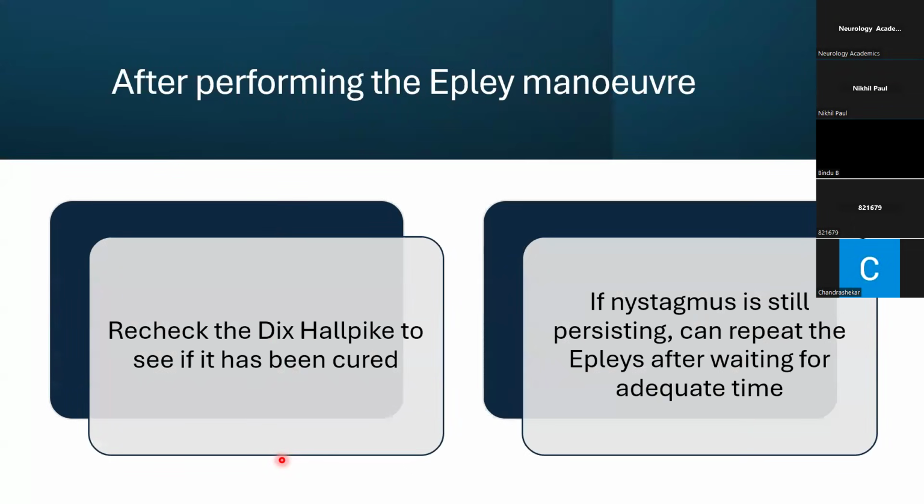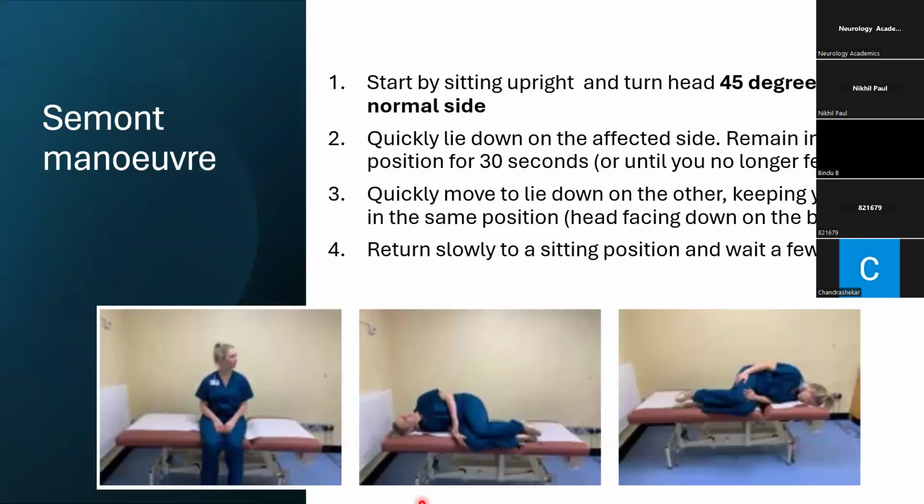So after performing an Epley's, we have to recheck the Dix-Hallpike to see if the patient has been cured. And if the nystagmus is still persisting, we can do the Epley's again, as I just mentioned. So that was the Epley's maneuver.